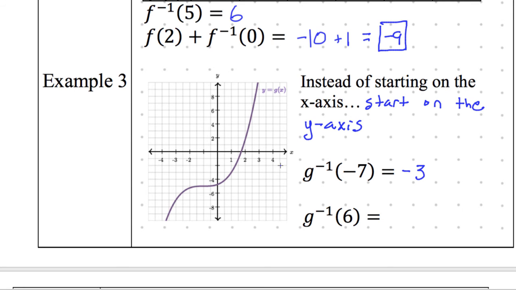-3. So you went down to -7, which is right here. And then you went out to where it intersected the graph, which happened to be right here. And then you looked up to see what the x-coordinate was, which was -3. That is correct.